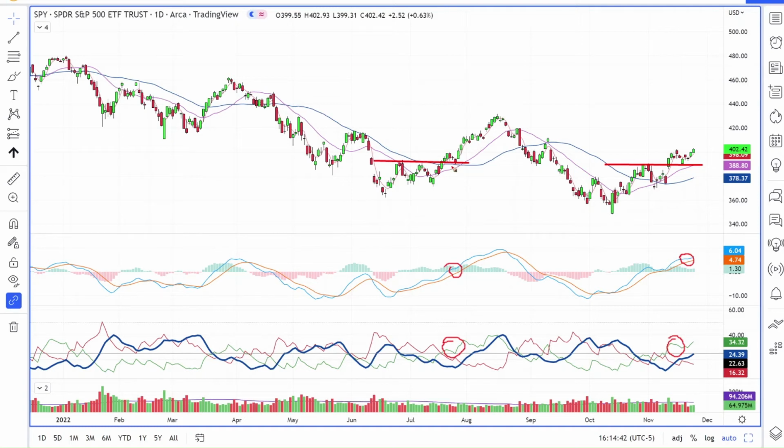But I mentioned this, I showed this, and I circled these two, the green DI. And I said, if we make a higher pivot low, then you kind of have to assume we're doing something like this, what happened in July. I think there's a very high probability that's what we're doing.